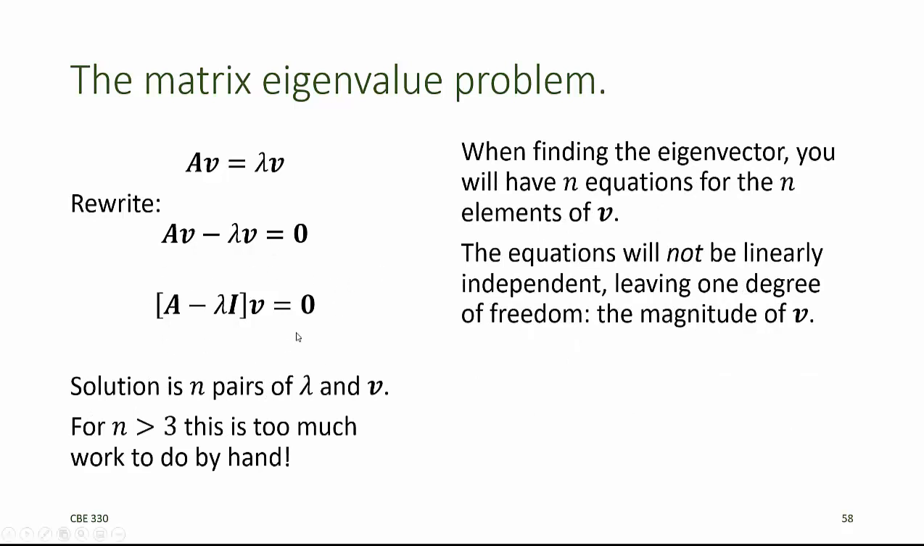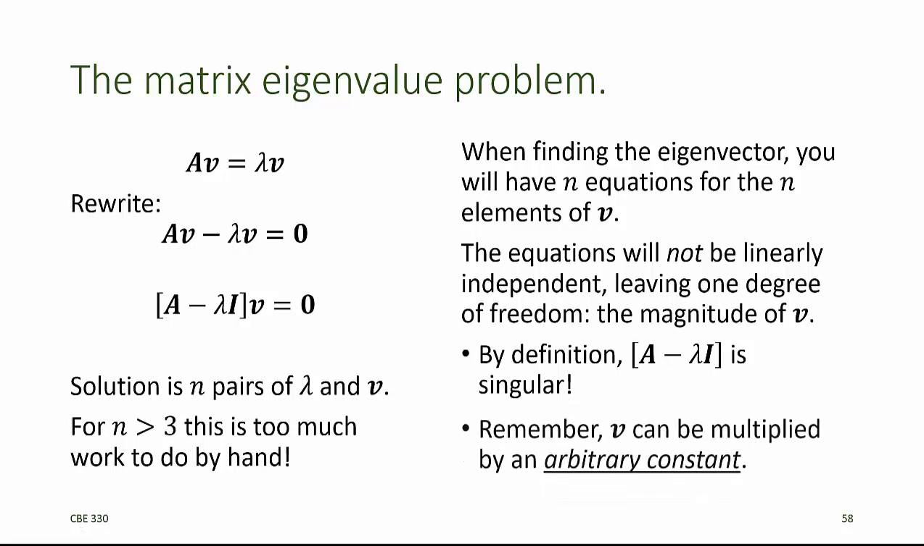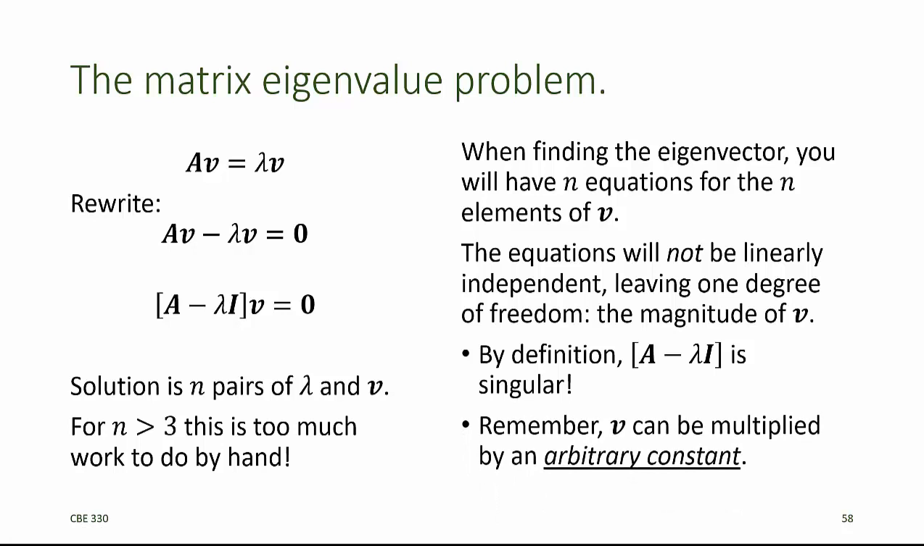We should expect when solving this last equation to find the eigenvectors that the equations that we write will not be linearly independent, leaving one degree of freedom. That remaining degree of freedom is the magnitude of the eigenvector v. Remember that in the matrix eigenvalue problem, the magnitude of v is arbitrary. That is, v can be multiplied by an arbitrary constant. So it's no surprise that we get to choose the magnitude of v. By definition, the matrix A minus lambda I is singular because we said that its determinant must be equal to 0. And that's why v can be multiplied by an arbitrary constant.